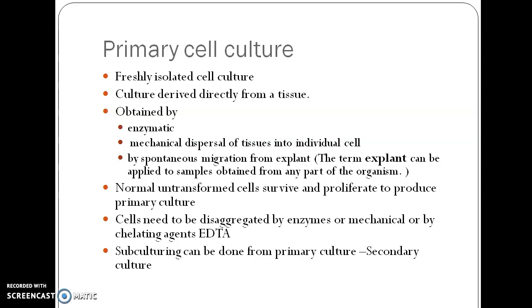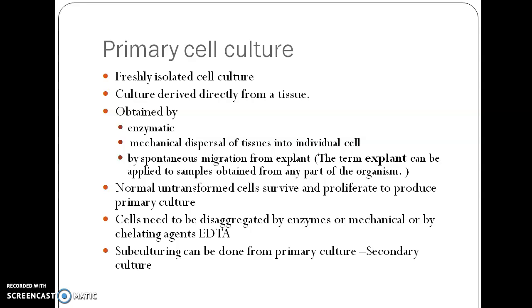Freshly isolated cell cultures are called primary cell culture, a culture derived directly from a tissue. There is a stage from cell isolation to first subculturing. A primary cell culture may be obtained either by allowing the cells to migrate out from the tissue, which is adhering to a substrate, or by disaggregating the tissue mechanically or enzymatically to produce a suspension of cells.